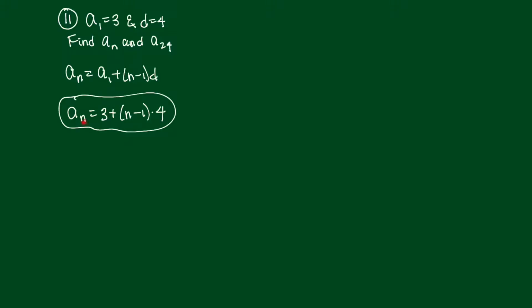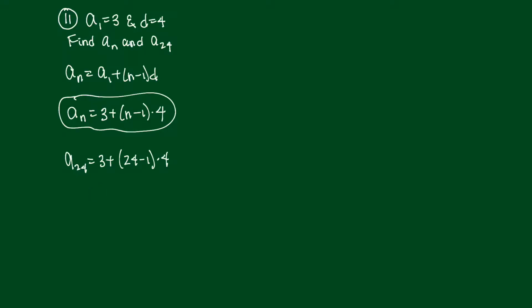And now I'm going to use this general term to find term number 24. So a sub n is a sub 24. Put that 24 here, and then we'll compute. So a sub 24 is 3 plus 24 minus 1 times 4. All I did is put the 24 here and here.